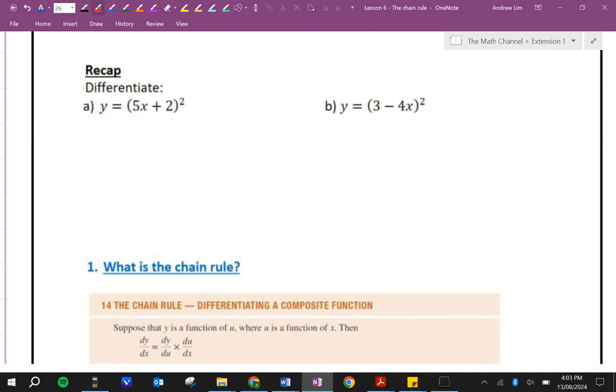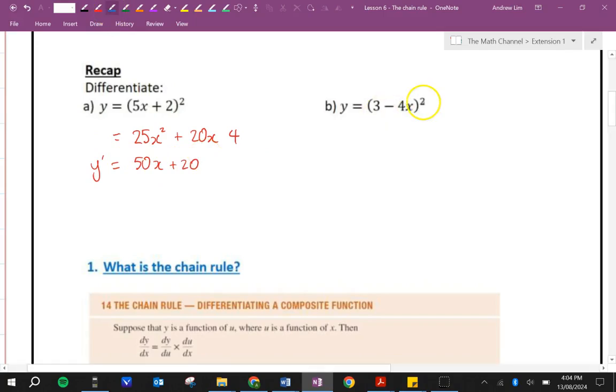The first one says differentiate y is equal to (5x plus 2) all squared. In order for us to do this, what we've learned previously is we should expand the brackets if it's easy enough. So here we've got a perfect square. That's 25x squared plus 10 times 2 is 20x plus 2 squared is 4. And so now we can differentiate this with respect to x. That's going to equal 50x plus 20.